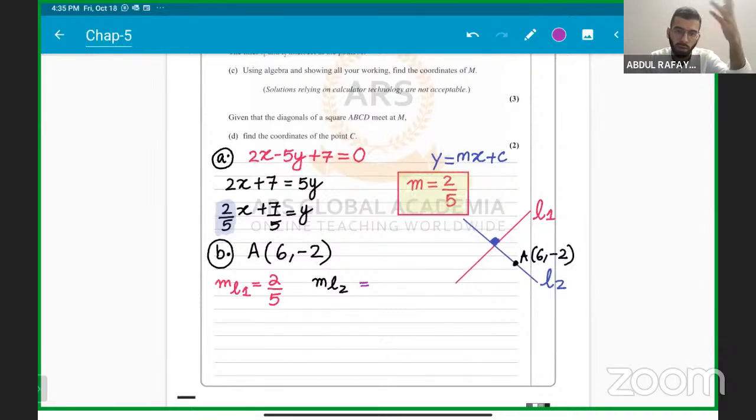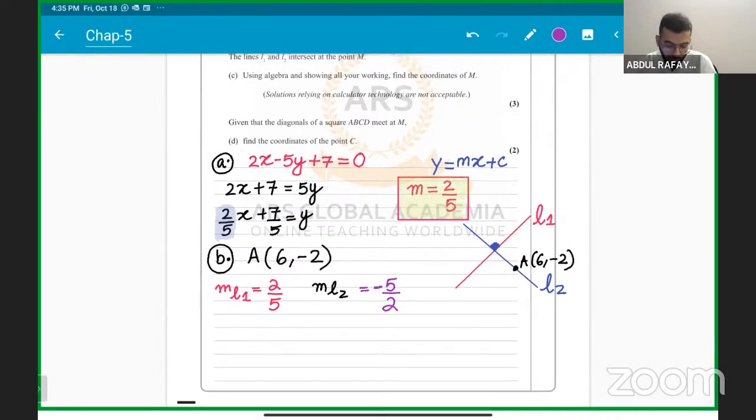The numerator becomes the denominator, and the denominator becomes the numerator. So 2 over 5 will change to 5 over 2, and the sign also changes. If it is a positive gradient, it will become a negative gradient. Okay, and if it was a negative gradient, vice versa, it will become a positive gradient. I repeat my point, students.